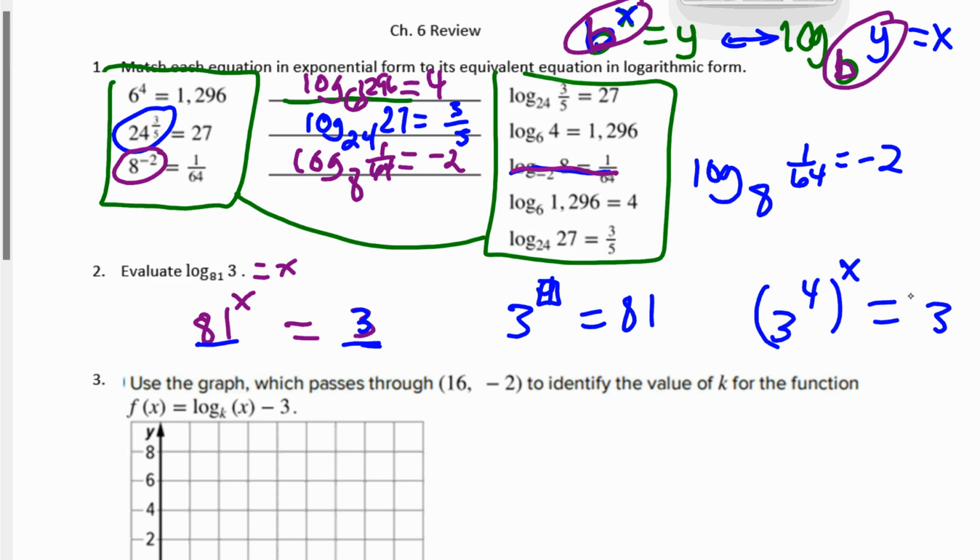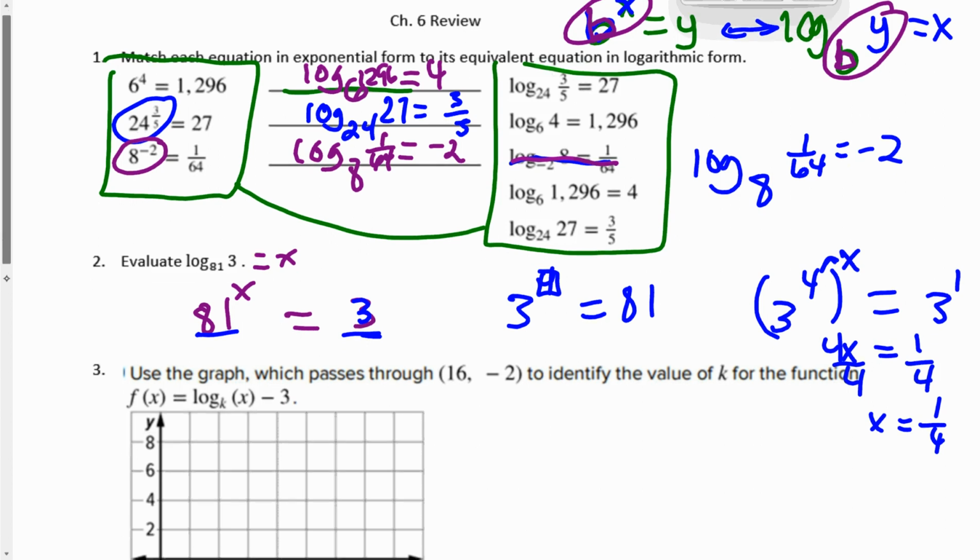And now, since the bases are the same, 3 and 3, I can now set these exponents equal to each other. But when I raise powers to powers, I multiply, so that'd be 4x equals 1. Solve that. So I get x equals 1/4. And that would be my answer. Then I can put that on a calculator.